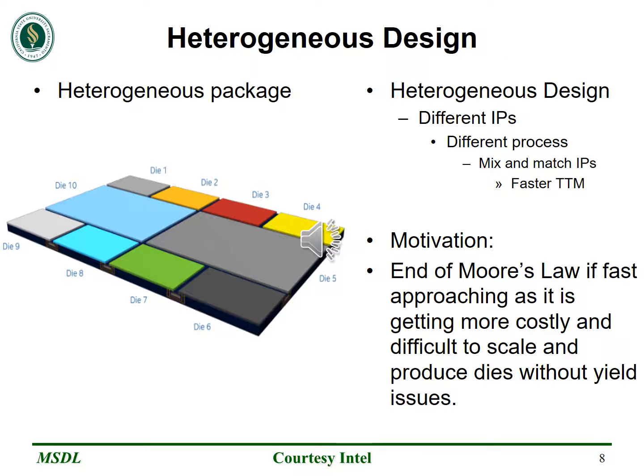Let's look into the heterogeneous design. As shown in the figure here, different IPs can be packaged onto the same system. Consider die 1 and die 2 are different IPs and they can be on the same system. And also each IP can be independently packed on a different process node. And this is very useful to capture the market. So I would like to give an example here. Intel recently made a deal with AMD and integrated their GPU using heterogeneous technology to compete in the market.